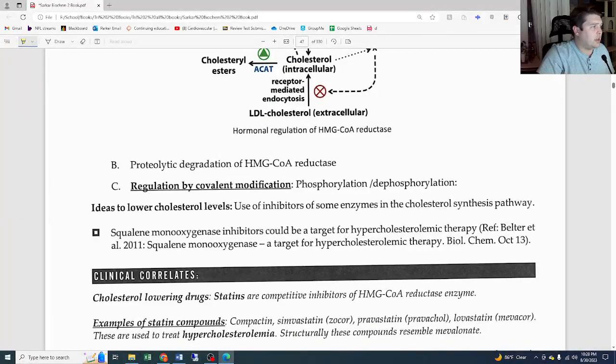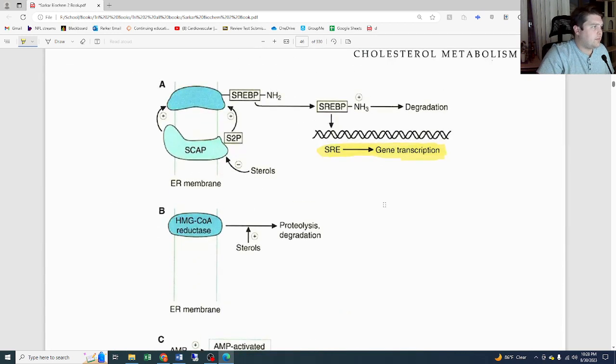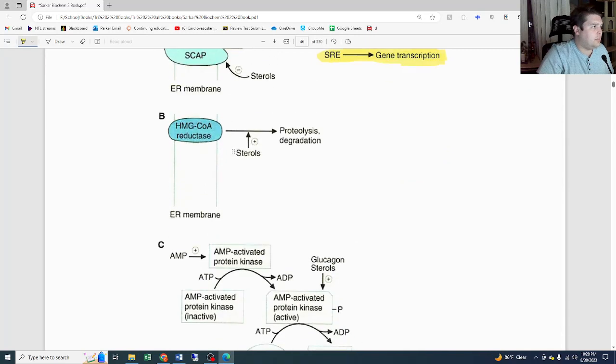B, the proteolytic degradation of HMG-CoA reductase, where when we have plenty of sterols, it's going to encourage the proteolysis, degradation, and breaking that down.